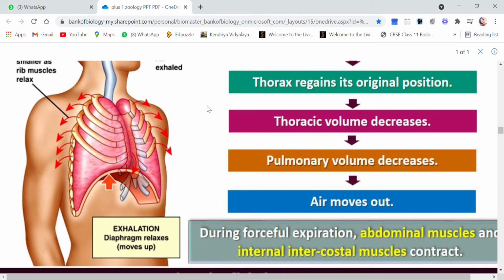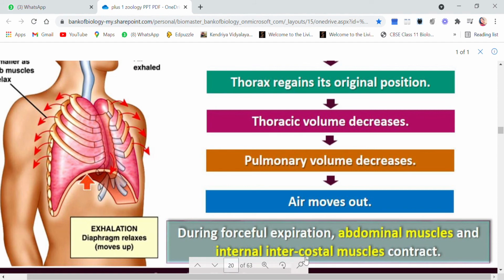This is exhalation. So during forceful expiration, you have seen Baba Ramdev saying do kapalbhati, or anulom vilom. So what is that? A forceful expiration and forceful inhalation. So during forceful expiration, abdominal muscles and intercostal muscles get contracted, because at that time we are forcing the air. Normally we are not doing that. When we are breathing normally, we are not putting a lot of stress on inhaling or exhaling. But when we are doing some kind of breathing exercises, we do that forcefully, and because of that abdominal muscles and intercostal muscles get contracted.